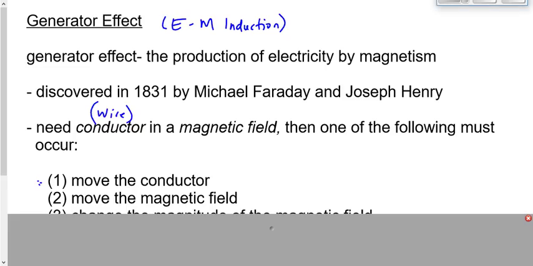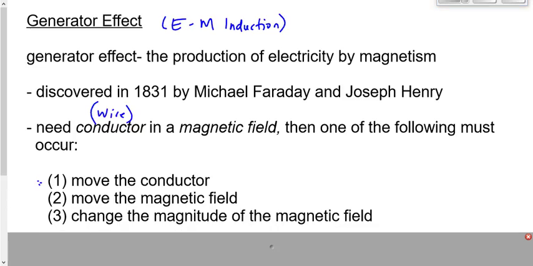The third way that we can actually generate electricity from magnetism is not by moving one of them, but rather by changing the magnitude of the magnetic field strength. So a weaker field, stronger field, okay, change the strength of the magnetic field. Now, we don't see that one that often. In Physics 30, we almost always deal with either moving the wire or moving the magnetic field.